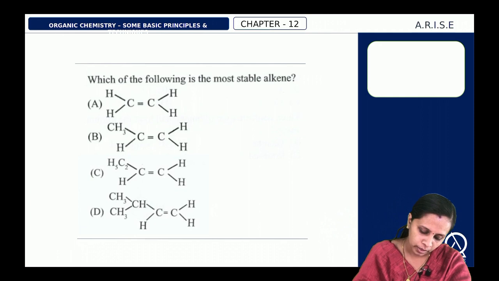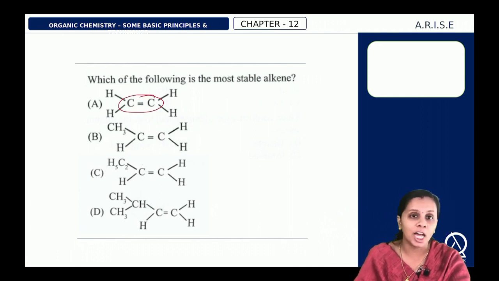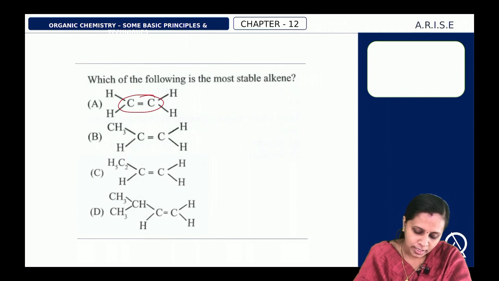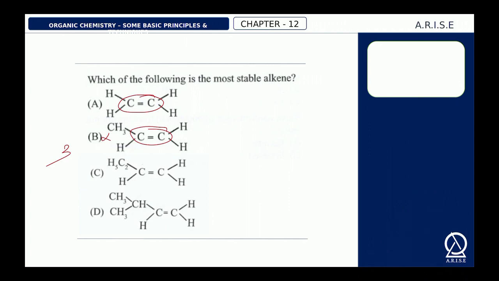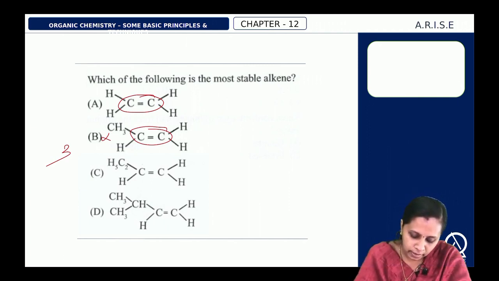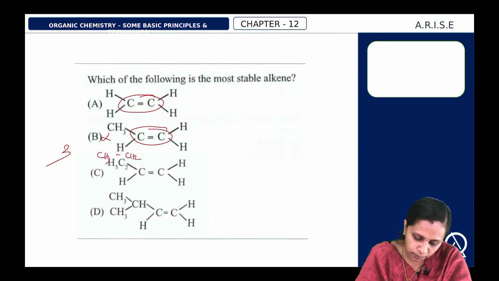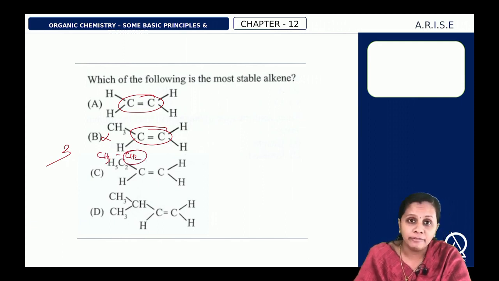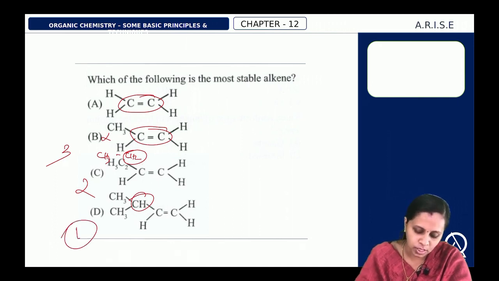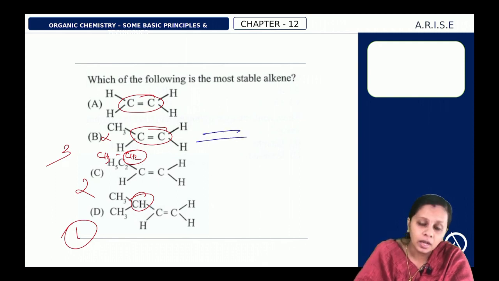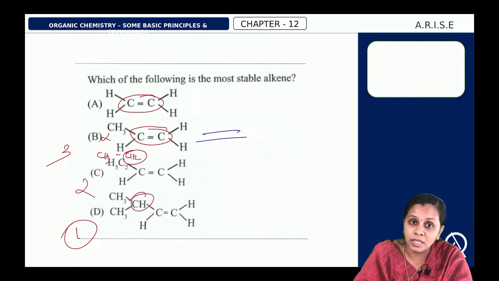Alpha hydrogen. So here this is the double bonded carbon, there is no alpha carbon at all, so there is no alpha hydrogen. Now here this is the double bonded carbon, this is the alpha carbon, you have 3 alpha hydrogens, so 3 hyperconjugative structures. Then here CH2 CH3, so we have 1 alpha carbon and 2 alpha hydrogens, so 2 hyperconjugative structures. Here there is only 1 alpha carbon and 1 alpha hydrogen, so 1 hyperconjugative structure. So which is having greater hyperconjugation, that is option B. You have 3 hyperconjugative structures. So which is the option? It is option B.